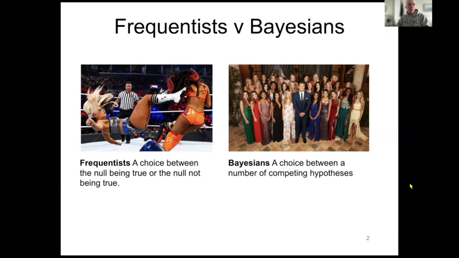And as much as we talk about power and effect size and how big was the difference or how big was the slope, it really comes down to that dichotomous choice. Are we going to accept or reject the null?